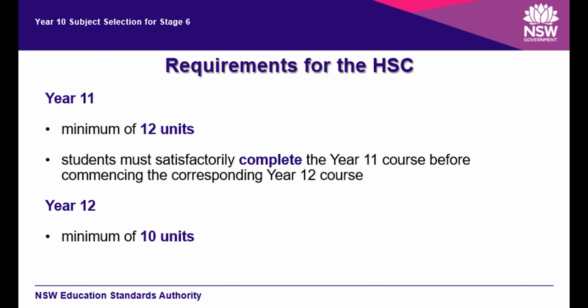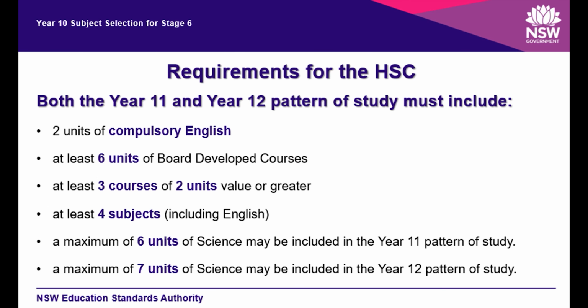So let's look at it in more detail, and here we see the units appearing in those requirements. So you need to have 2 units of compulsory English, 6 units of board developed courses. I talk about board developed courses in more detail in video 4. You need 3 courses of at least 2 units value or higher, and you have some units restrictions in the number of units of science that you can study.